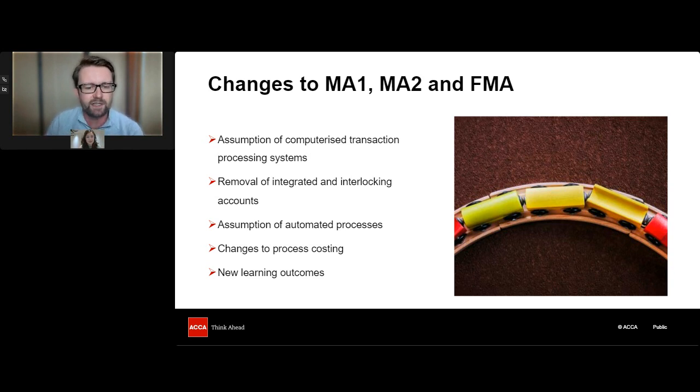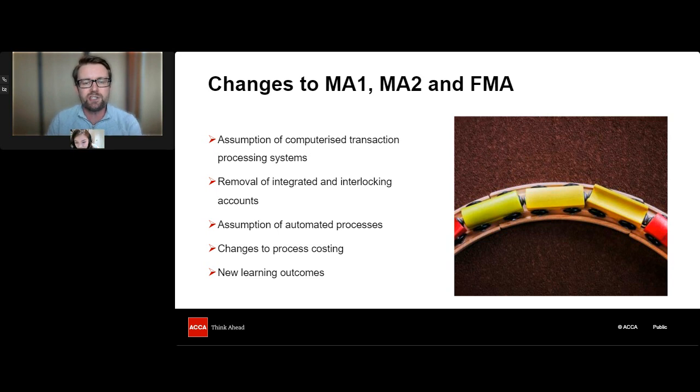But let's just have a look now at what you might refer to as the MA stream of exams, the management accounting stream, so MA1, MA2 and FMA. Like with financial accounting, it has traditionally been helpful to teach management accounting by considering very manual processes so that students understand the basics. But we feel like the time has come now to update this and make sure that students still understand the basics, but are more prepared for the modern workplace after taking our exams, which is obviously the point.